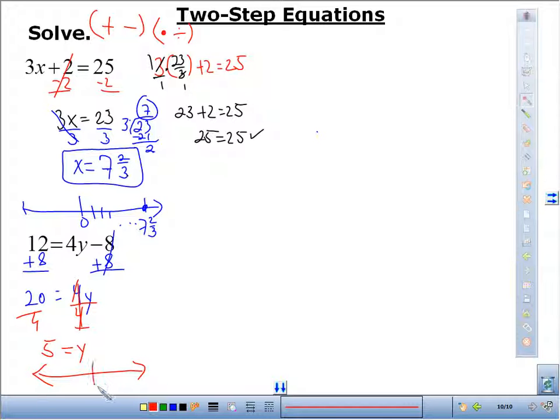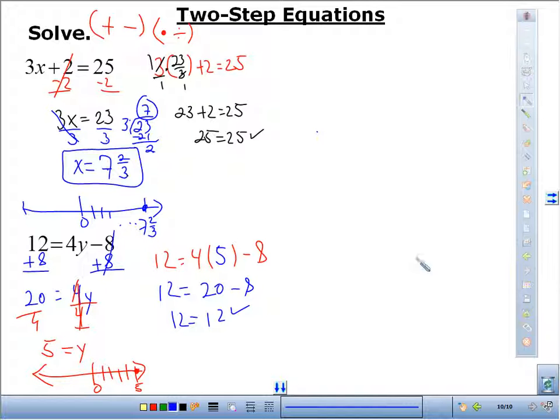Plot my solution. 0, 1, 2, 3, 4, 5. And check my solution. 12 equals 4 parentheses minus 8. And what goes in the parentheses? 5. What is 4 times 5? 20. I bring down the -8 or minus 8. What is 20 minus 8? 12 equals to 12. So was it good? Two-step equations. Okay. Let me move on.